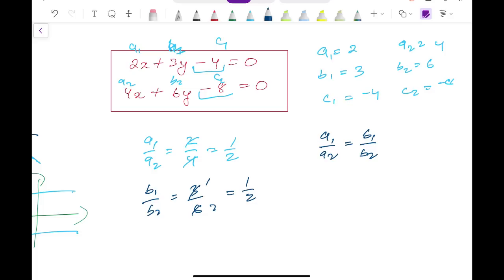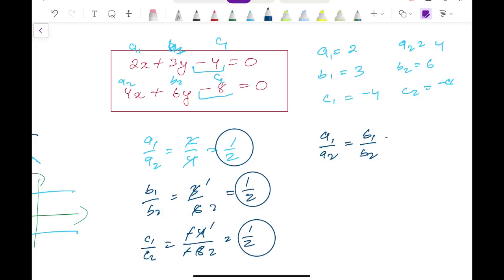Next, let's check C1 divided by C2. What is C1 here? C1 is minus 4. What is C2 here? Minus 8. So minus minus cancel. 4 ones are 4, 4 twos are 8. That means I have 1 by 2 here. So which simply means for all the terms we are getting 1 by 2 each, which simply means A1 divided by A2 is equal to B1 divided by B2 is equal to C1 divided by C2.